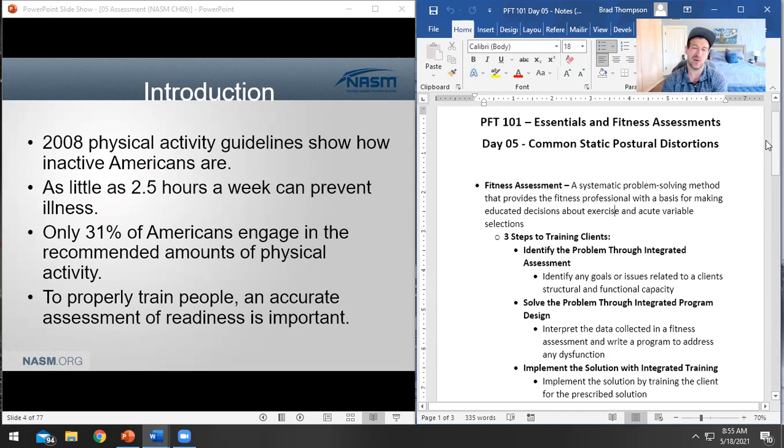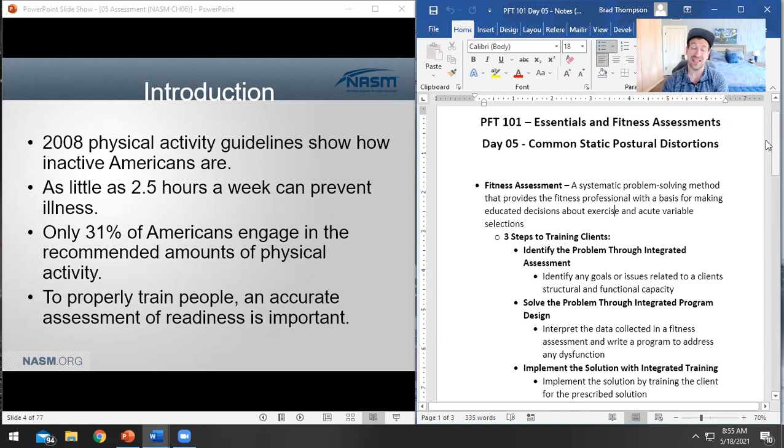And so what we found back then was that people were getting very, very little activity, very little exercise. And so they were looking at, okay, if people are getting such a little amount of physical activity, what is the bare minimum that would have positive benefits and reduce your risk for disease?